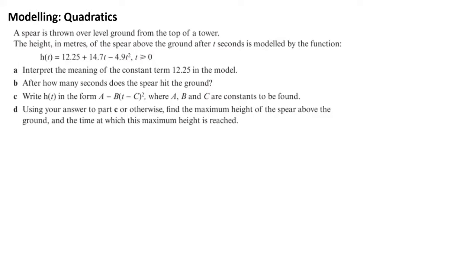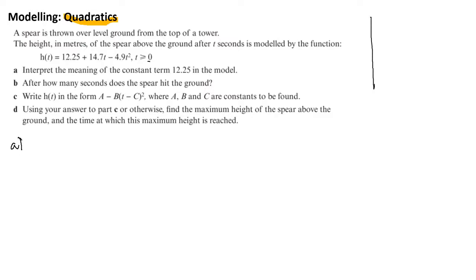Okay, year 12. So with this, we're still working on modelling, that applied type of question, but looking at it within the context of quadratics and quadratic equations. We are told that a spear is thrown from the top of a tower. The height in meters of the spear is modelled by this function here. Now, part A says interpret the meaning of the constant term 12.25 in the model.